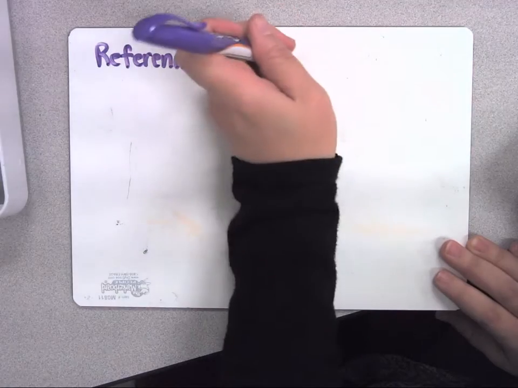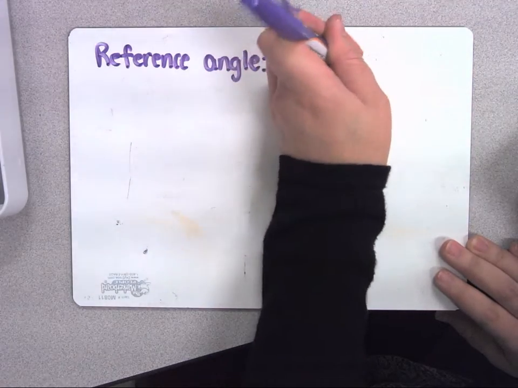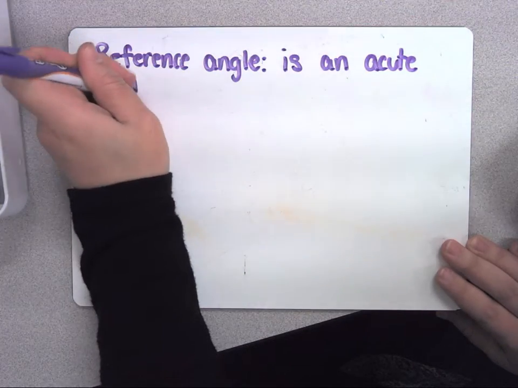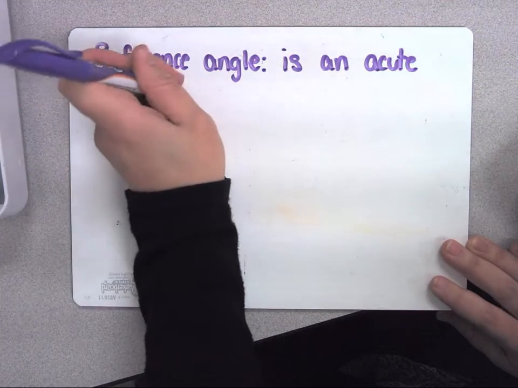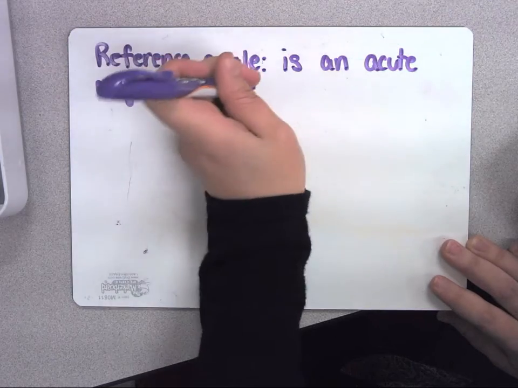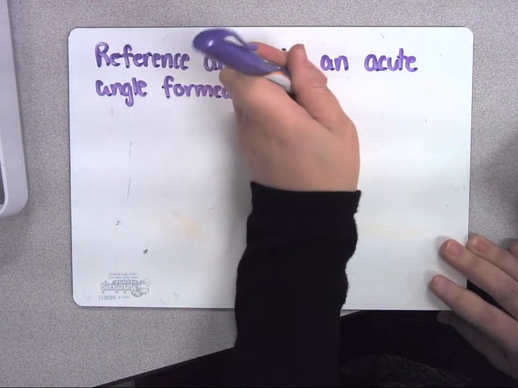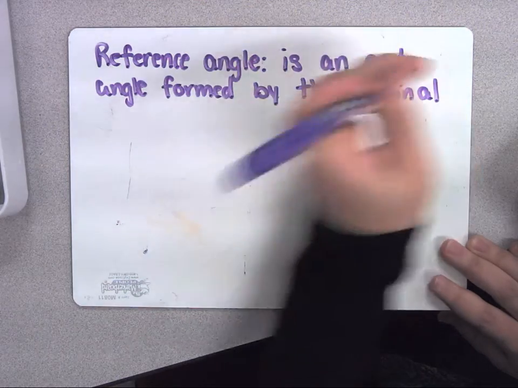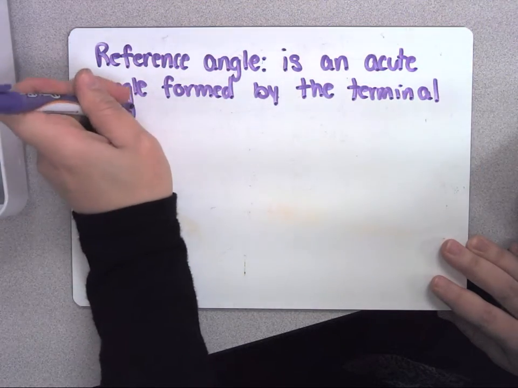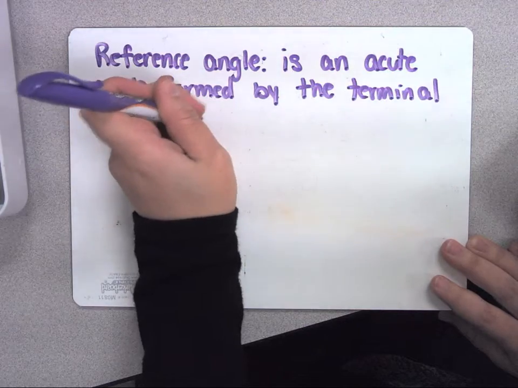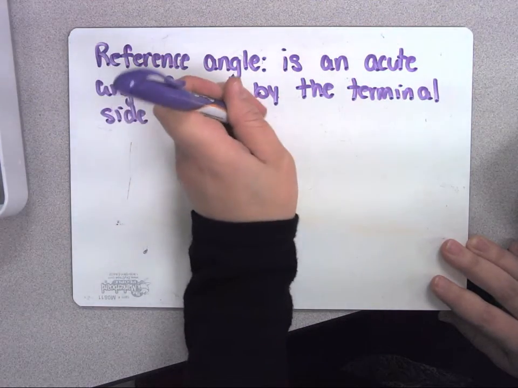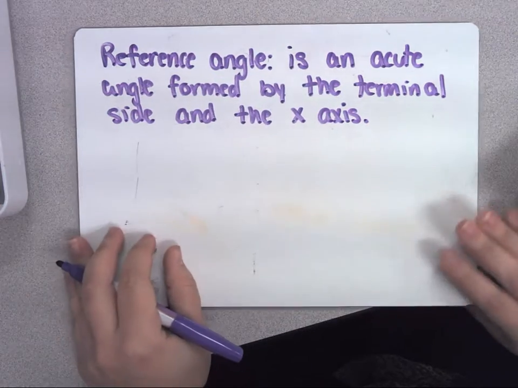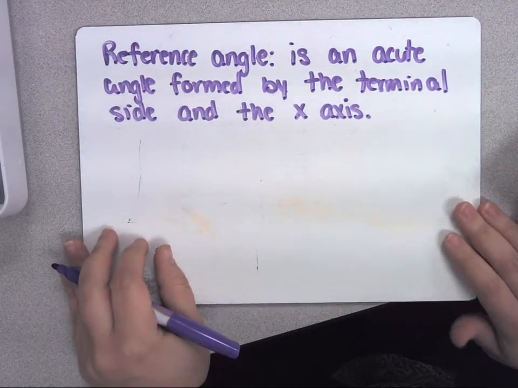Okay, a reference angle is an acute angle formed by the terminal side and the x-axis. Okay, so I'm going to show you all 4 quadrants and what they mean.